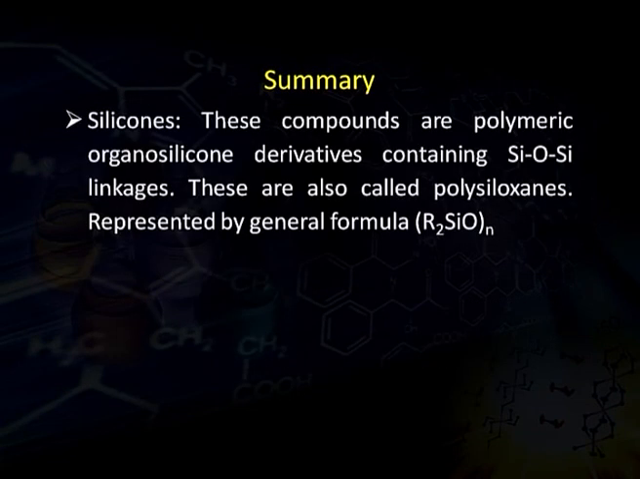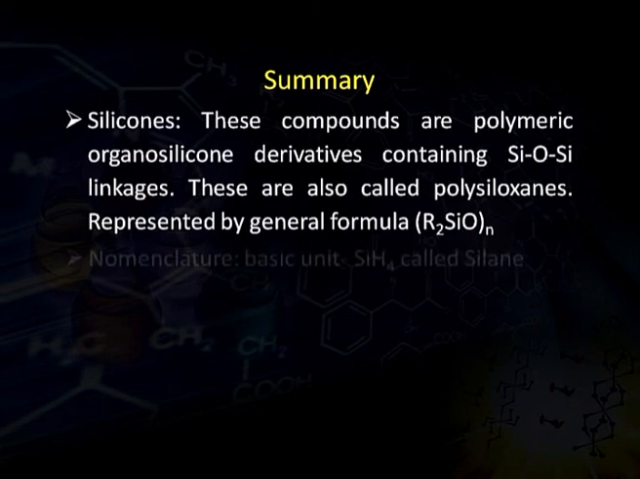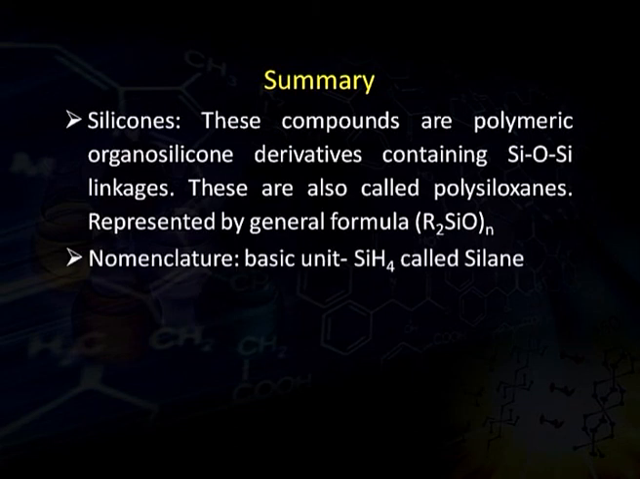Silicons were the next topic we studied today. Silicons are the compounds which are polymeric in nature. These are basically polymeric organosilicon derivatives containing silicon oxygen silicon linkages. These are also called polysiloxanes and these are represented by the general formula R2SiO(n), where R is the alkyl group and n is the number of monomer units. We studied the nomenclature of silicons, in which the basic unit is SiH4, which is called silane.